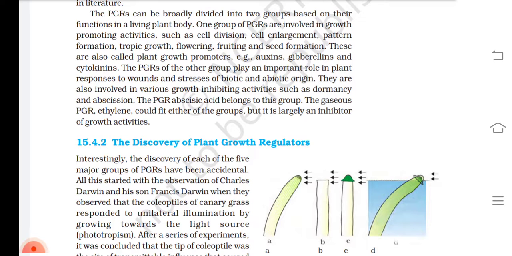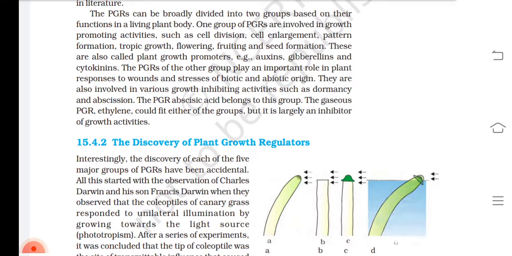The PGRs of the other group play an important role in the response to wounds and stresses of biotic and abiotic origin. They are also involved in various growth inhibiting activities such as dormancy and abscission. The PGR abscisic acid belongs to this group. The gaseous PGR ethylene could fit either group, but it is largely an inhibitor of growth activity.